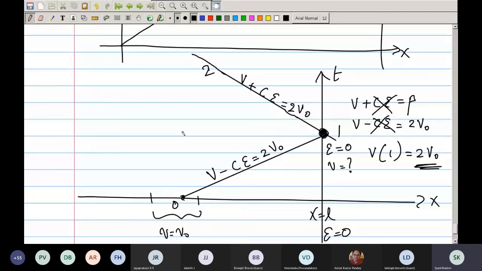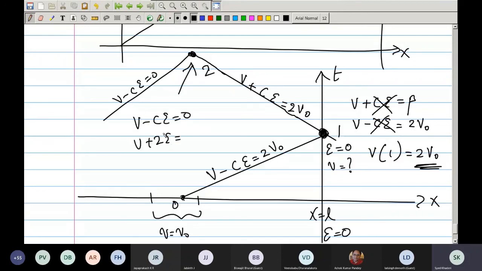Condition at this point is, so along this line, we would have V minus C epsilon is 0, and along this line we have V plus C epsilon is 2V naught. So along this point 2, we would have V minus C epsilon is 0 and V plus C epsilon is 2V naught. So therefore, my velocity at point number 2 is V naught, and my strain at point number 2 will be V naught by C.